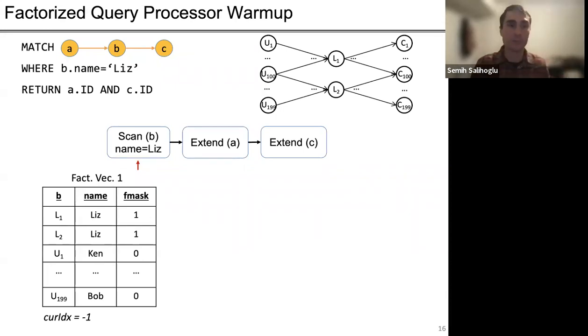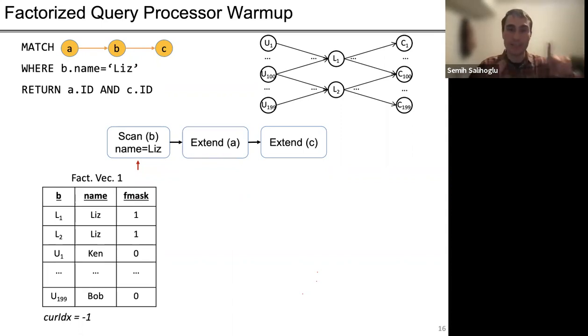So just like before, it's exactly the same query, exactly the same plan. The scan operator is going to run in a tight for loop, and then the filter runs on name equal to list. One thing that I should mention is that with each vector group, there's another field called current index, and that could take two values. It's minus one, or it could take a non-negative value. And I'll tell you what this means.